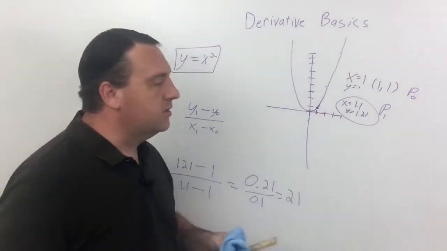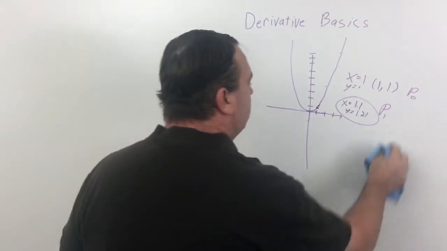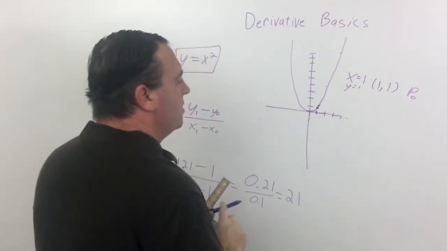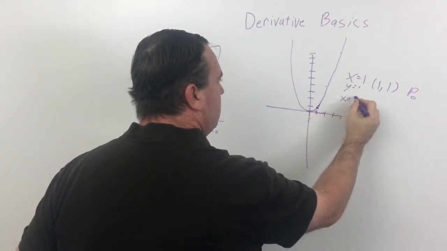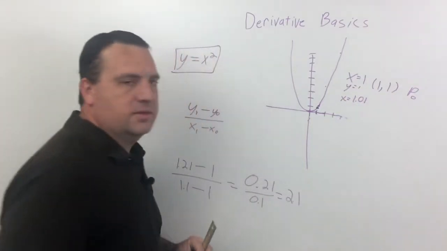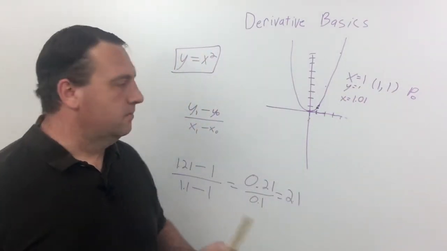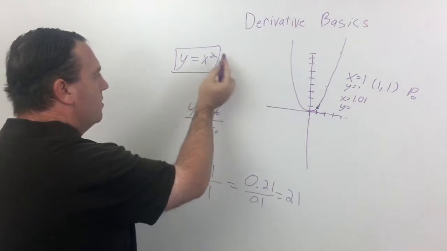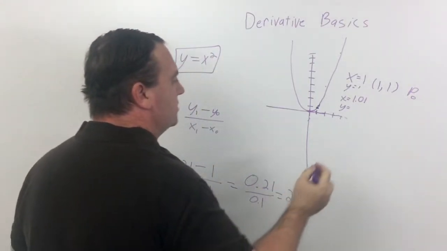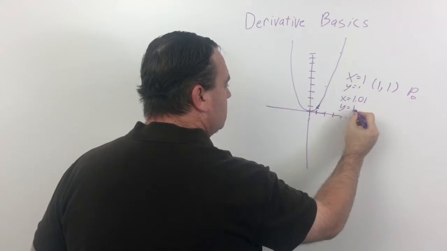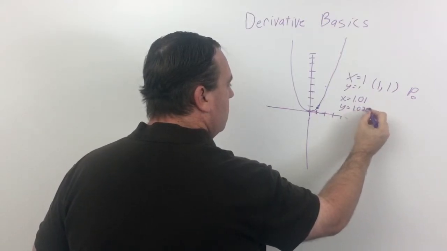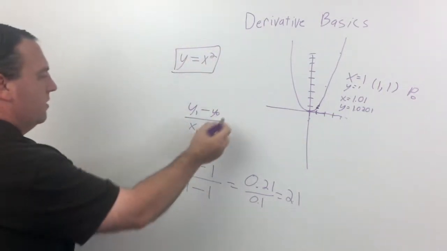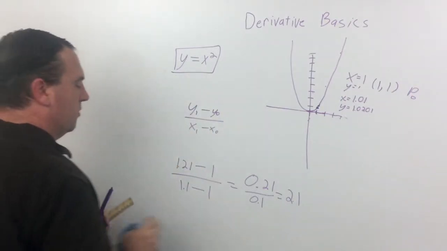We can get even closer still, because instead of finding a point that's 0.1 away, we can find a point where the x value is 0.01 away. So there, we're getting even closer. So if x is 1.01, we plug 1.01 into our formula to find y. And so 1.01 squared is 1.0201.